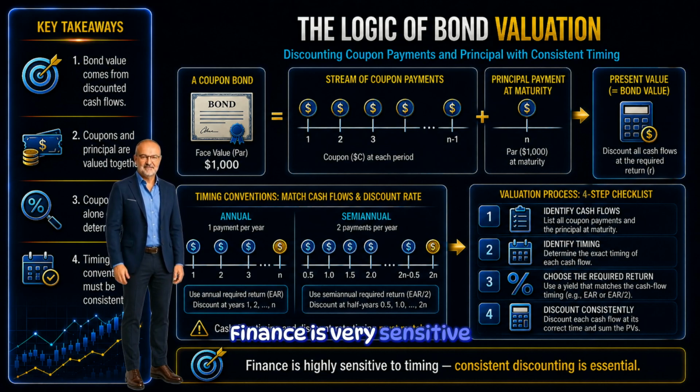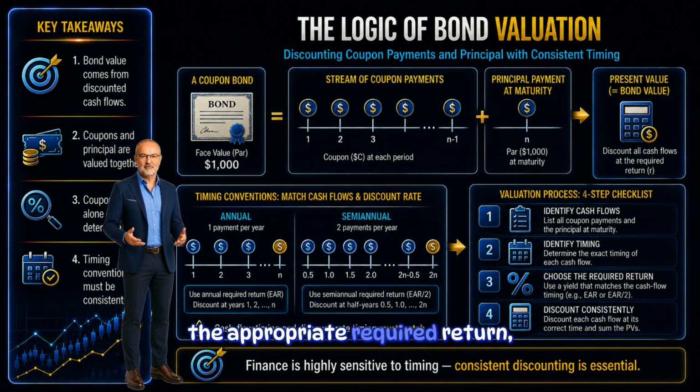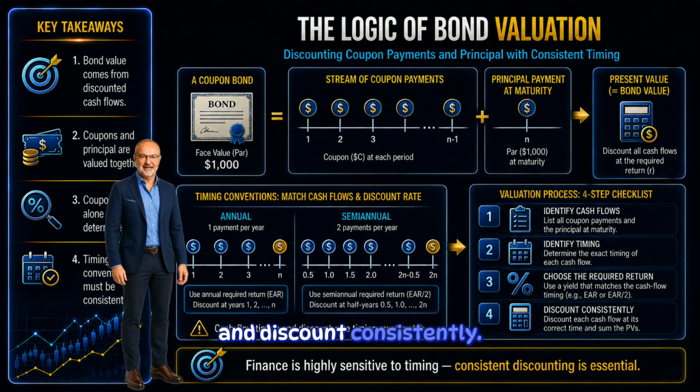Finance is very sensitive to timing. A cash flow received sooner isn't the same as a cash flow received later, and a rate for one period isn't automatically a rate for another period. So remember the discipline: identify the cash flows, identify the timing, choose the appropriate required return, and discount consistently.